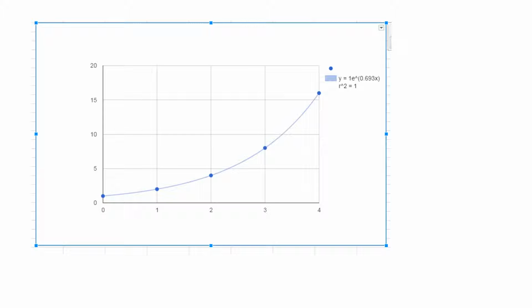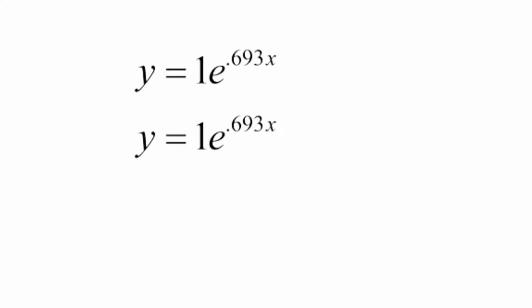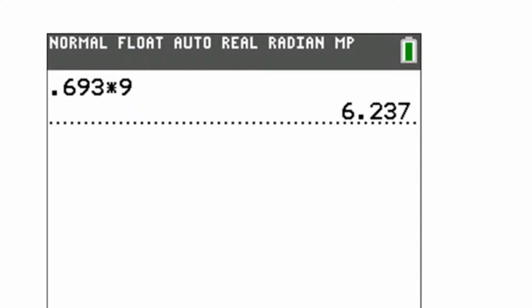If I want to make predictions, what I would need to do is I would have to take the number I want for my prediction. Let's say I want to predict what would happen if my x value was 9. I would need to take 9 and place it in here. I would need to do 0.693 times 9.